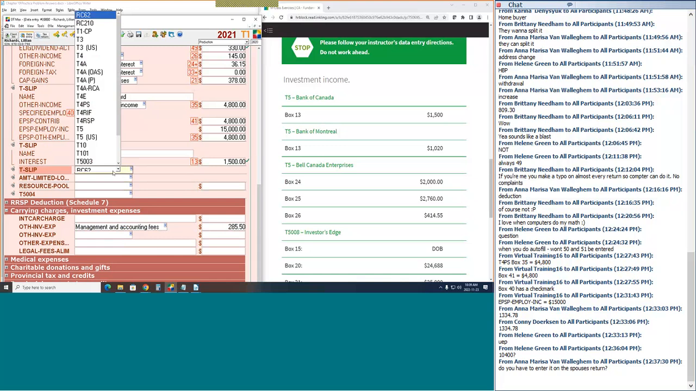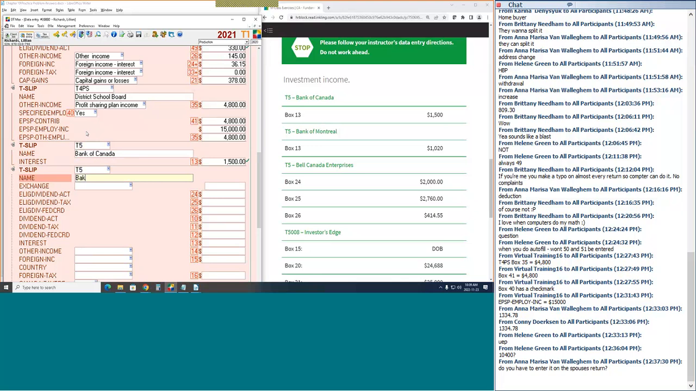Okay, let's take a look at the Bank of Montreal. So we might have a T5 from the Bank of Montreal. We're going to enter that one. Again, there isn't going to be an exchange rate for this. We're going to have interest. Interest will be 10.20. That's the only thing on that slip.